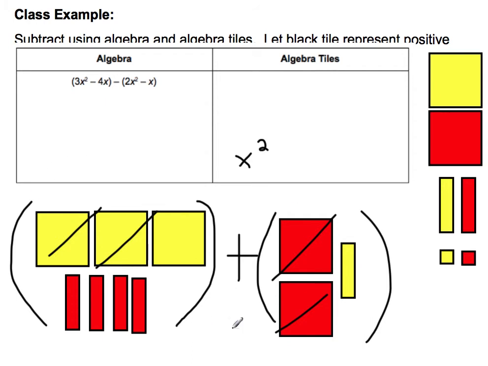Okay. And then I zero out one of these. Those two are gone. That's a 0. And I end up with minus 3x. So that's how I would do it with algebra tiles.